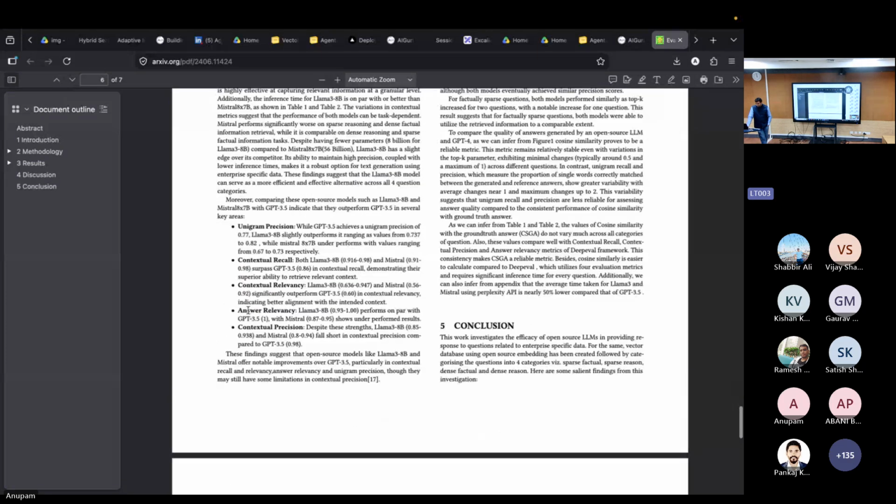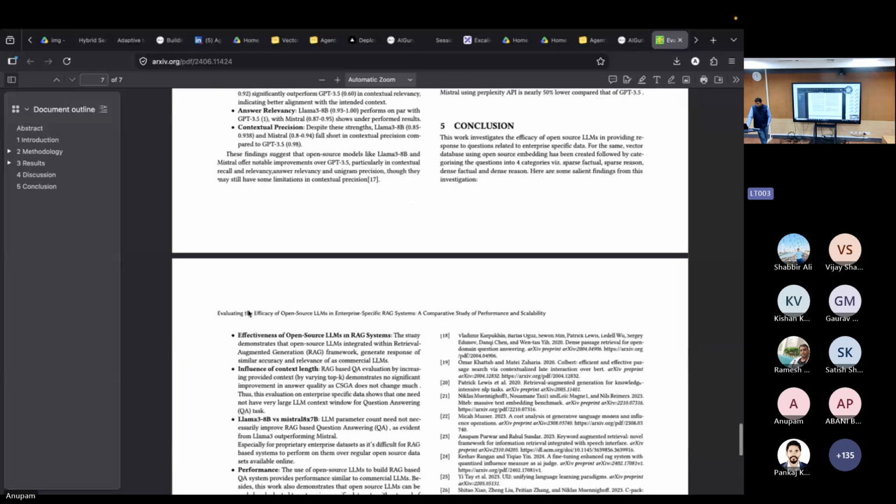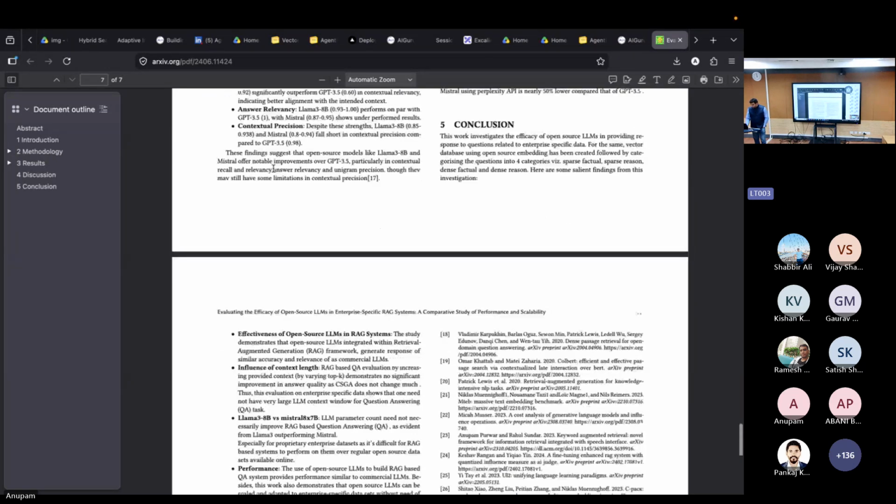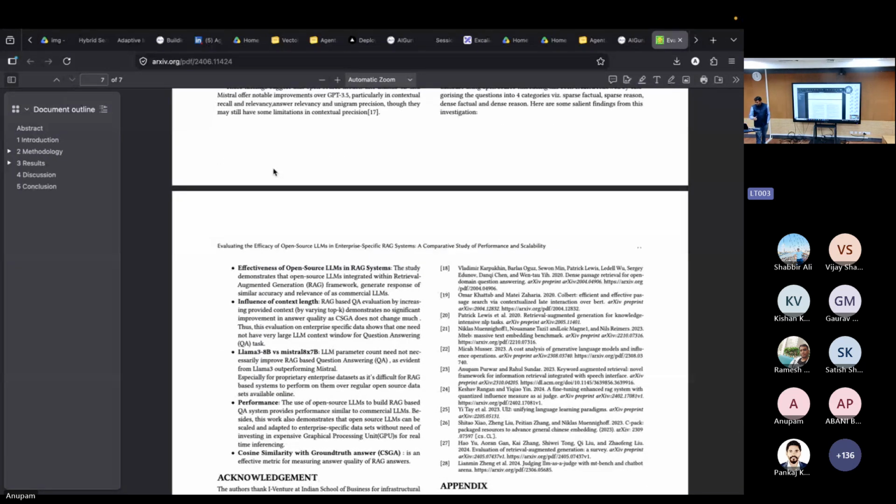So take a look. That's what we concluded with: instead of having so many metrics and evaluations, just calculate one metric and you will be safe. So with this, I would like to wrap up the RAG fundamentals.